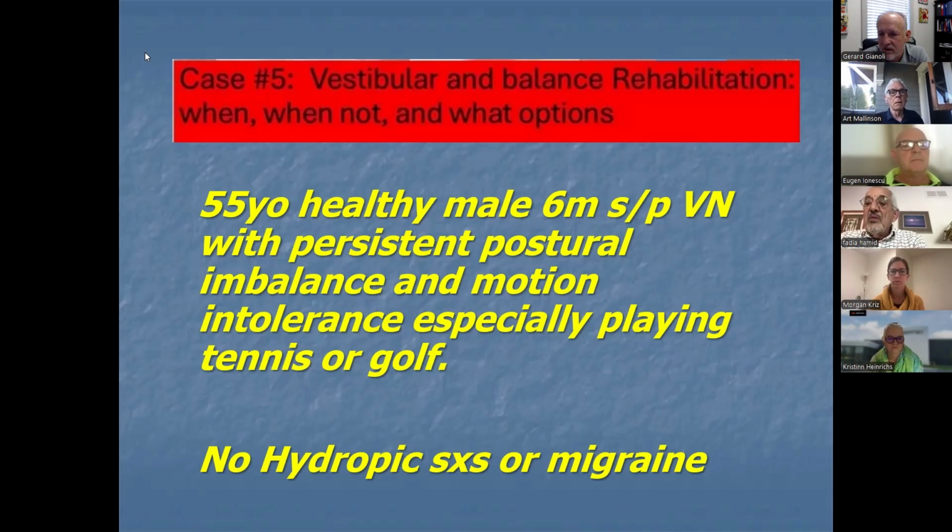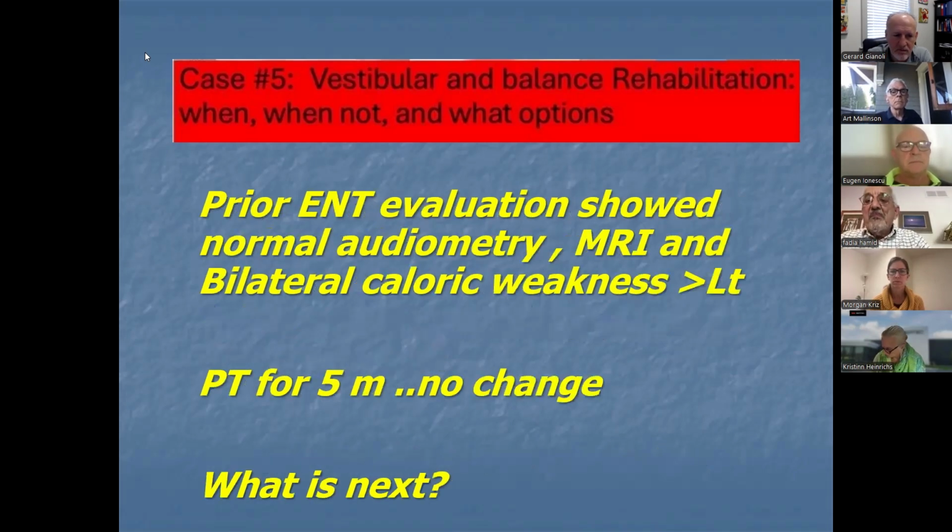All right, so if we go to the next slide. As I said, the MRI was normal, bilateral caloric weakness greater on the left side, and had physical therapy for about 5 months and no change.